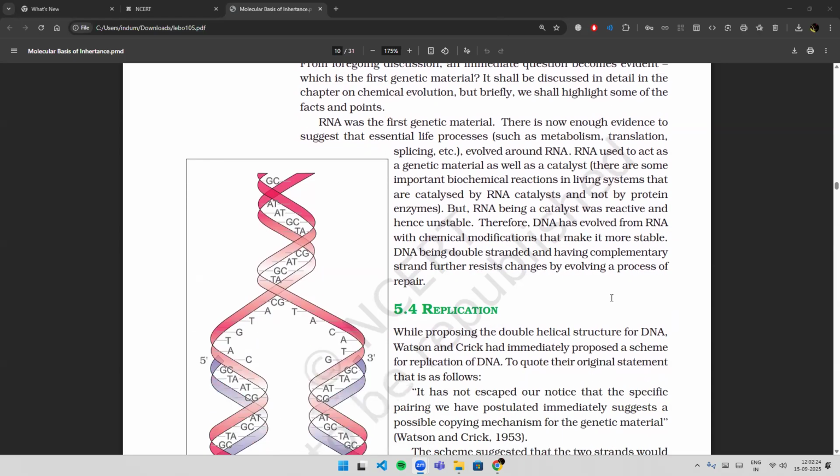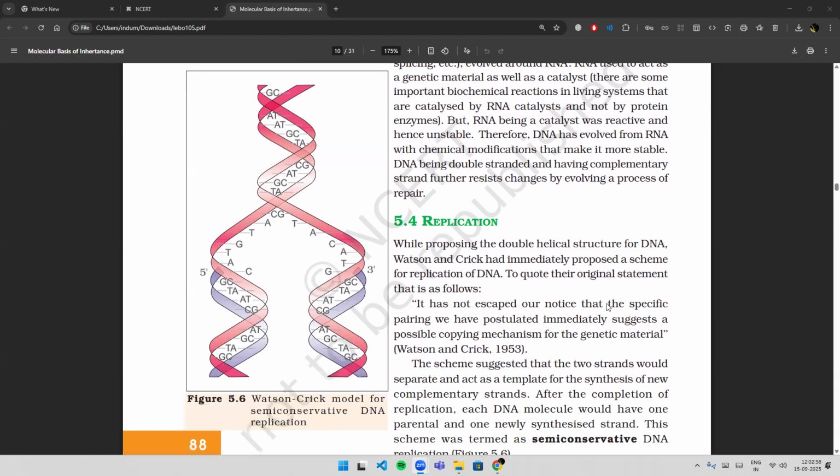There is now enough evidence to suggest that essential life processes such as metabolism, translation, splicing, etc., evolved around RNA. RNA used to act as a genetic material as well as a catalyst. There are some important biochemical reactions in living systems that are catalyzed by RNA catalysts and not by protein enzymes. But RNA being a catalyst was reactive and hence unstable. Therefore, DNA has evolved from RNA with chemical modifications that make it more stable. DNA being double-stranded and having a complementary strand further resists changes by evolving a process of repair.